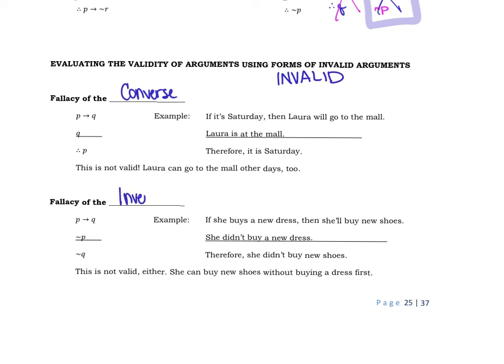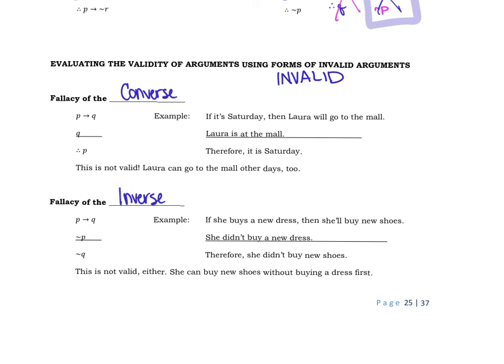The other one is the fallacy of the inverse. So this would be an if P then Q, and the if part is not true. It doesn't happen. And then we conclude not Q. So if she buys a new dress, then she'll buy new shoes. She didn't buy a new dress. Therefore, she didn't buy new shoes? Not necessarily. She can buy new shoes anytime. It's not reliant upon her buying a dress. It's just that if she bought a dress, she was maybe going to get some shoes to go with it. Well, she didn't get the dress, but maybe she found some shoes she liked anyway. Ladies, you all can appreciate that, right?